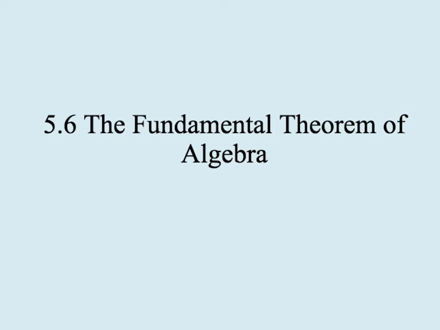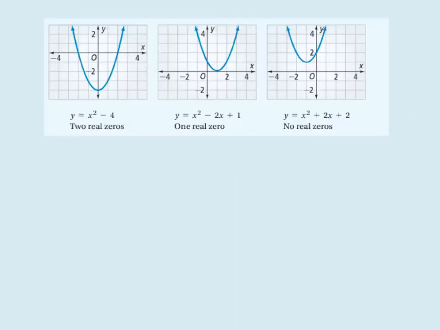5.6, the last lesson in chapter 5. So putting it all together, basically. First, when we talk about zeros of a function or finding the solutions, if we just have a parabola, this is what it would look like. Either we would have two real, one real if it just touches it once, or no real solutions. That's where our imaginary i comes in.